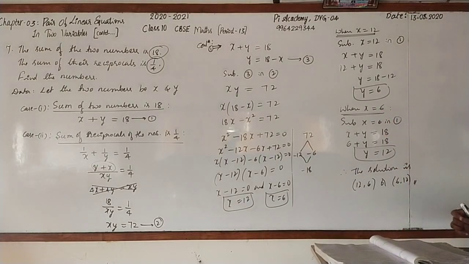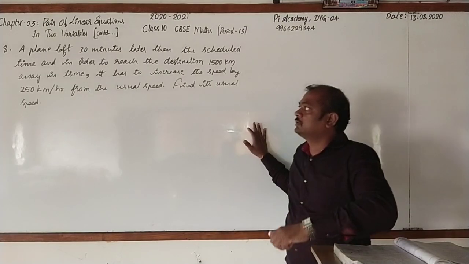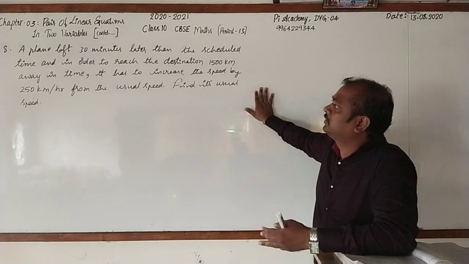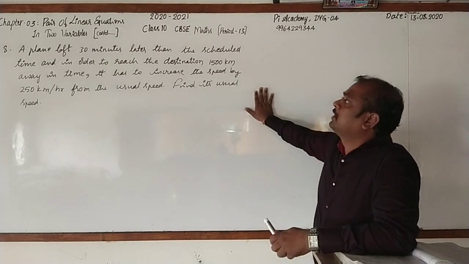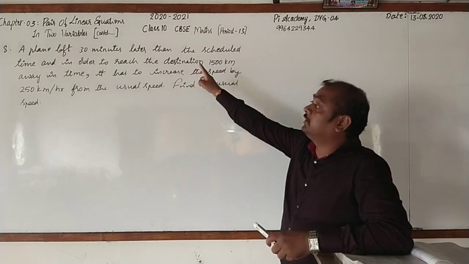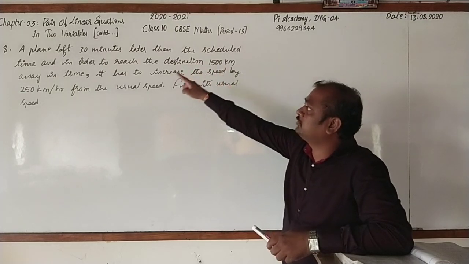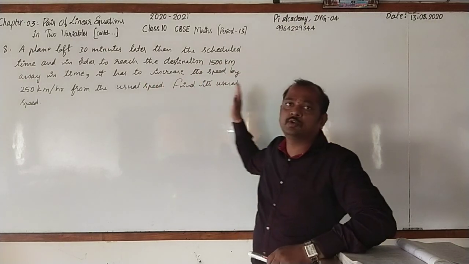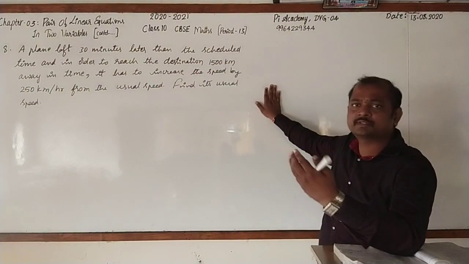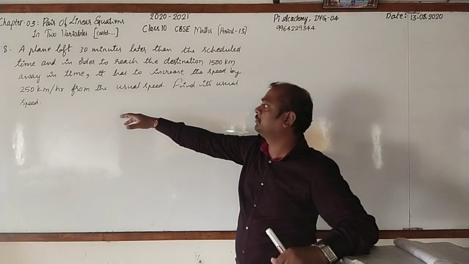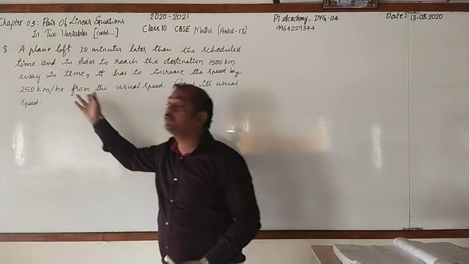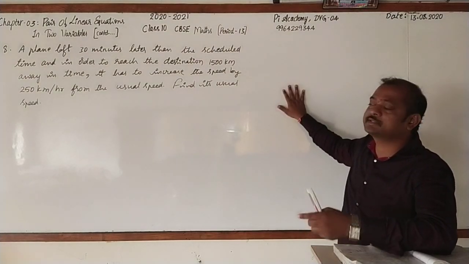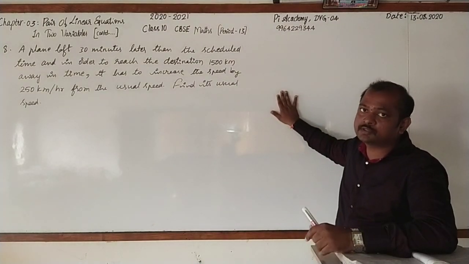Clear? Yes. Please copy. Dear students, please go through this statement. It is very important from the examination point of view and is also simple. A plane left 30 minutes later than the scheduled time, and in order to reach the destination 1500 km away in time, obviously it has to increase the speed. But how much? By 250 km per hour from the usual speed. Then find its usual speed. Did you understand?